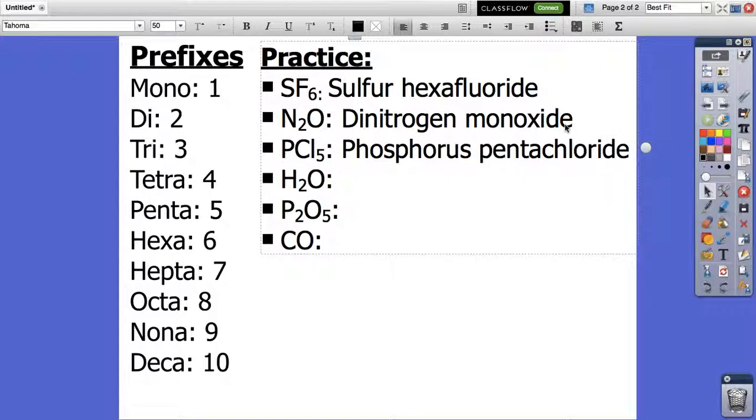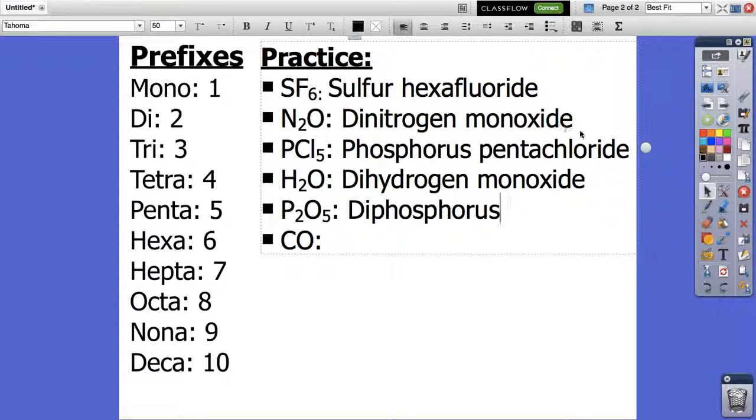The next one, H2O, looks pretty obvious, but we do actually have a binary molecular name for it, which would be dihydrogen. And then we've got monoxide. Again, you have to address that 1 oxygen since it is the second element there, the more electronegative of the two. Then we've got diphosphorus. Again, that first element we do not add IDE to.